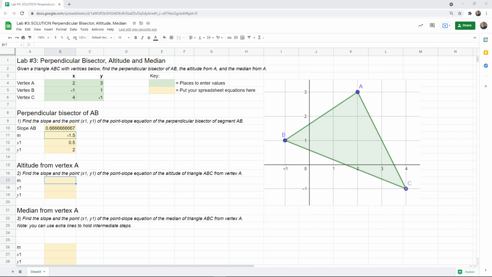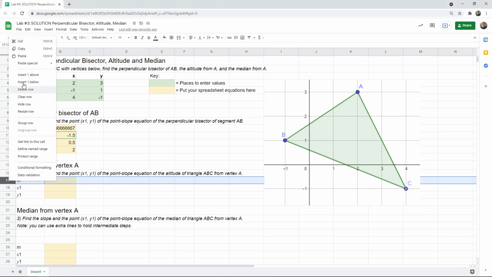Here is the solution to lab number 3. Continue on where we left off. We're finding the slope of the altitude from A. And the altitude has to be perpendicular to BC. So once again, we need to calculate the slope of BC and take the opposite reciprocal of that.